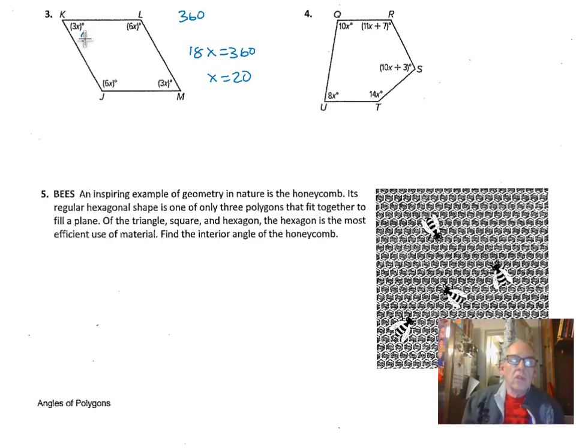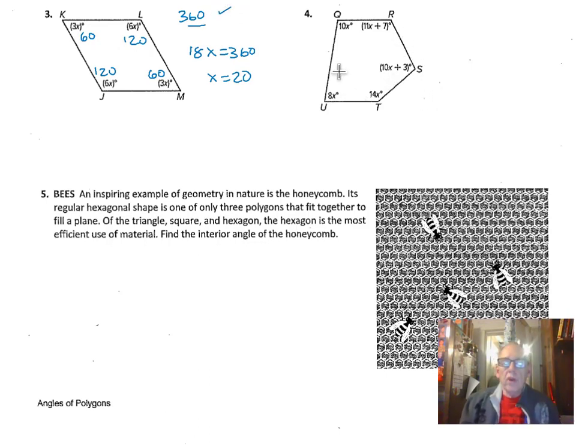3 times 20 is 60. 6 times 20 is 120. 3 times 20 is 60. And 6 times 20 is 120. And these, again, add up to 360 degrees.